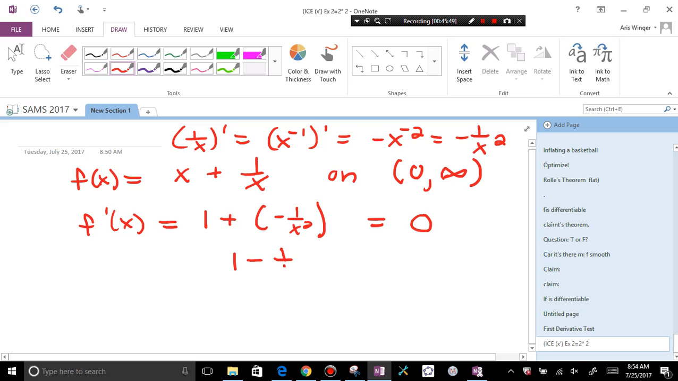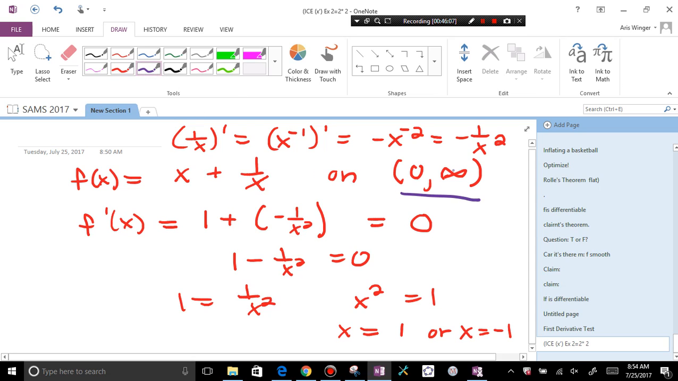1 minus 1 over x squared is equal to 0. 1 is equal to 1 over x squared. X squared is equal to 1. What's x? Plus or minus. It's 1, or x is minus 1. Yeah, I was a tyrant, and I only wanted to know about this interval. So that is not one of the ones that I'm interested in.